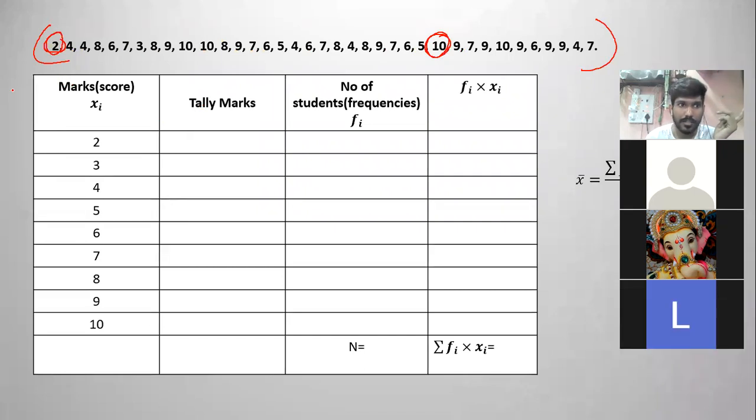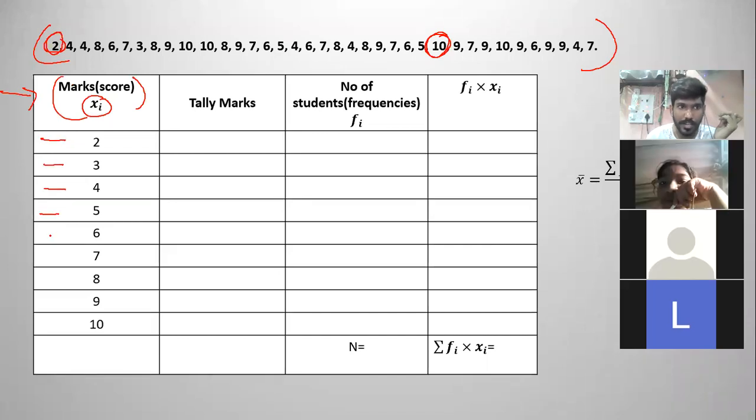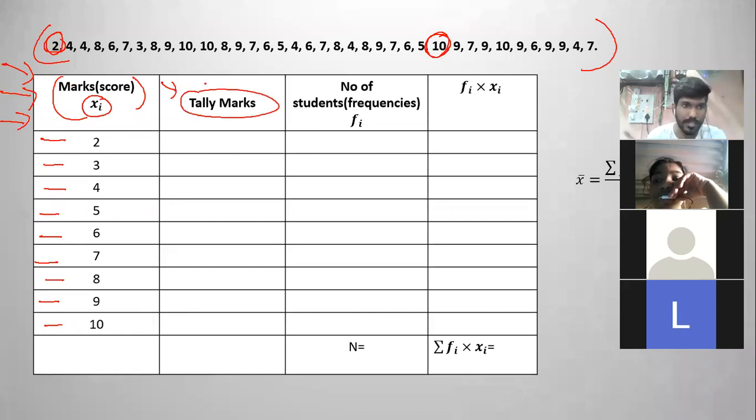And these are the marks. So this first column is marks, denoted by xi. I just started from smallest to highest: 2, 3, 4, 5, 6, 7, 8, 9, 10. I have written this. Is this first column clear? Yes. Now see the second column. Second column says tally marks. Now what is tally marks?